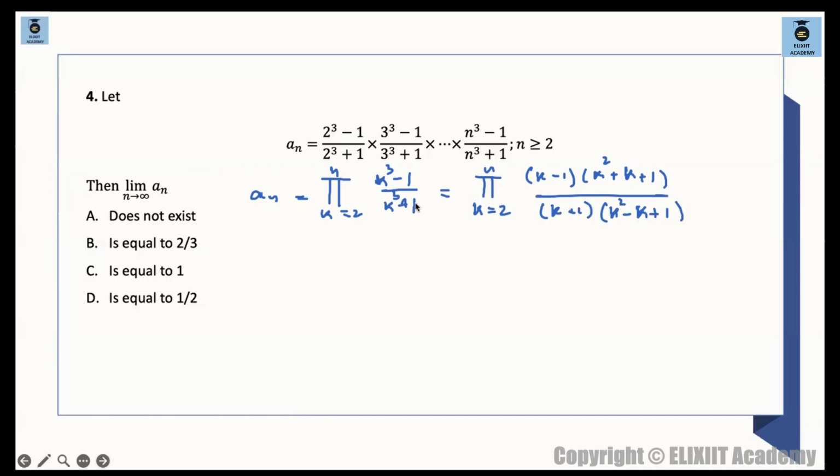Next, what they're asking you to find is the limit as n tends to infinity of a_n, which is the same as the limit as n tends to infinity over here.